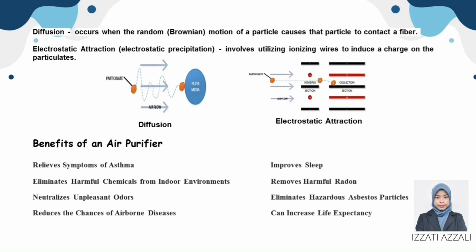Okay, now for the electrostatic attraction, which is known as electrostatic precipitation, which involves utilizing ionizing wires to induce a charge on the particulate. From the figure below, the charged particles are attracted to oppositely charged collection plates, while the purified air is returned to the ambient area. So basically, electrostatic precipitation is used to remove fine particles such as dust and smoke.